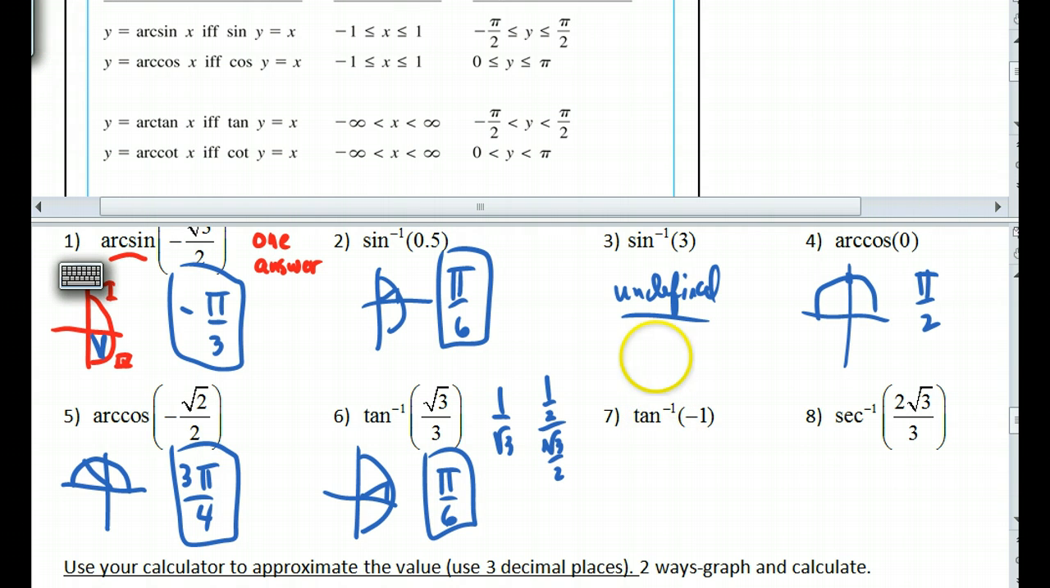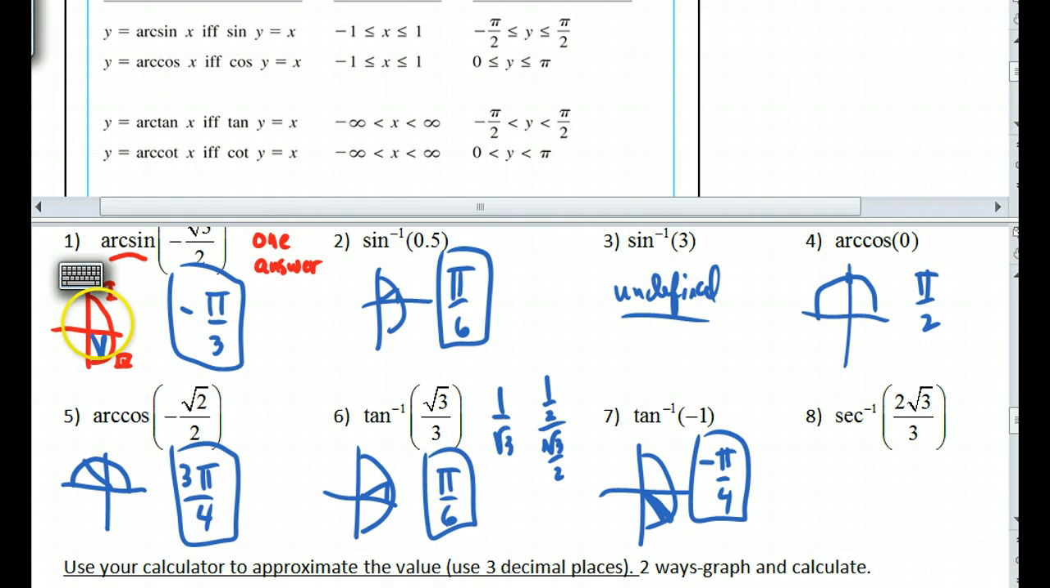Inverse tangent of negative 1. So once again, I'm going to be in this quadrant. Tangent is negative in the fourth quadrant, so it covers all the positives here, all the negatives here. And negative 1 would be at this value right here, which would be negative pi over 4. We do not say, once again, we do not say 5 pi over 4. We say negative pi over 4.